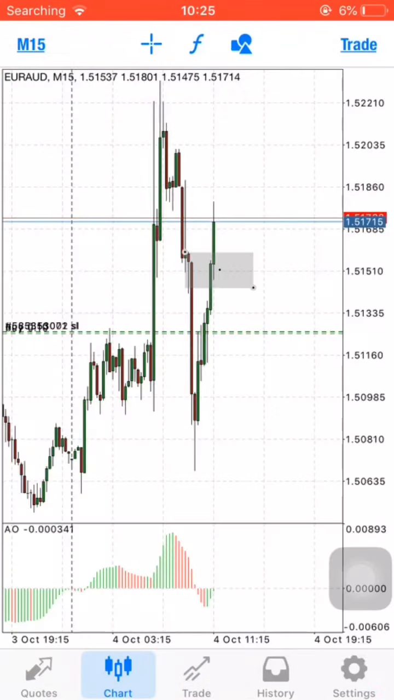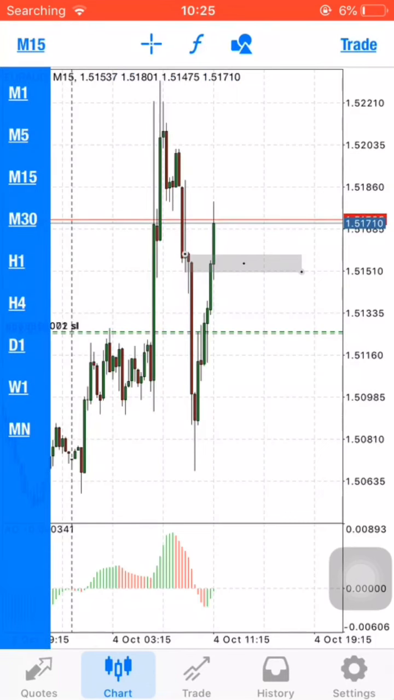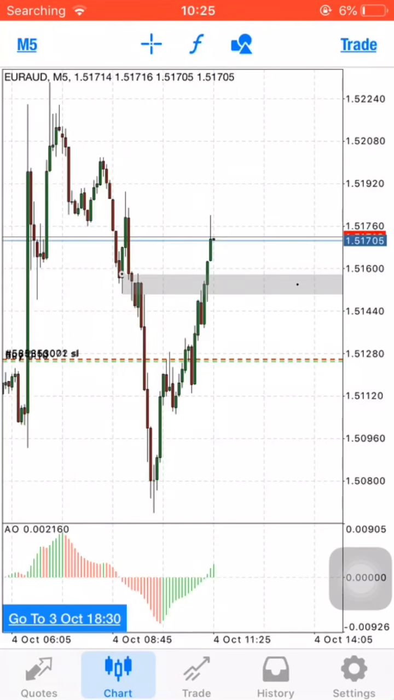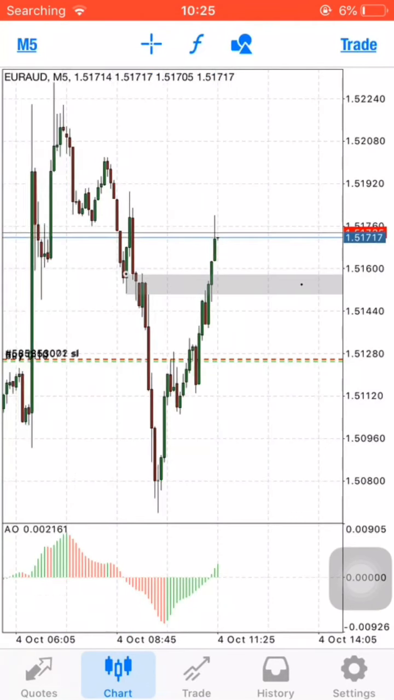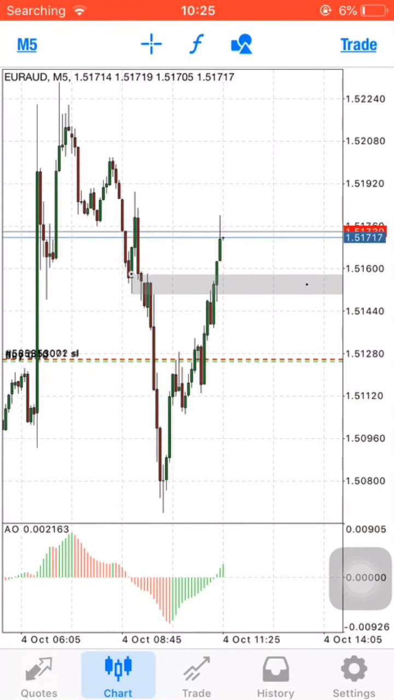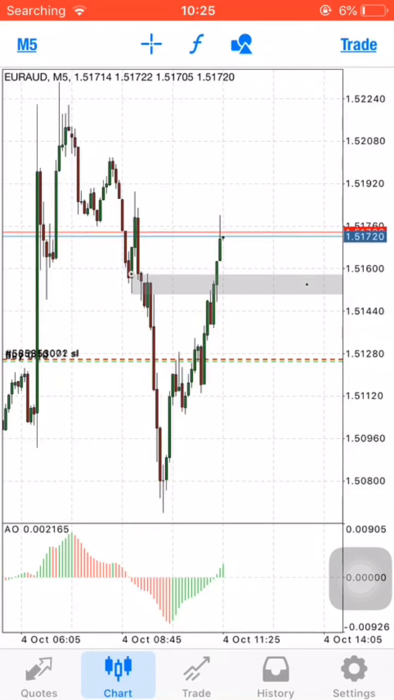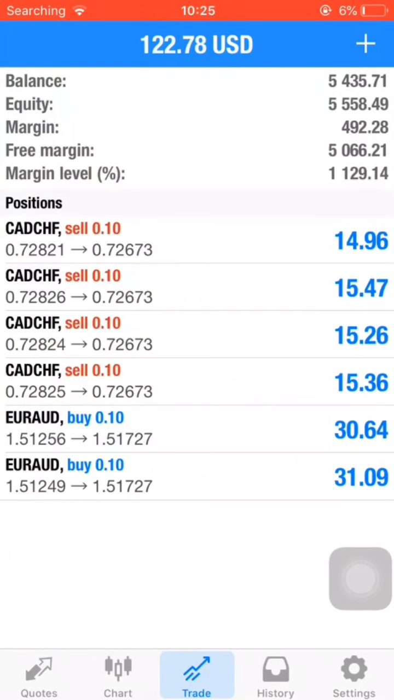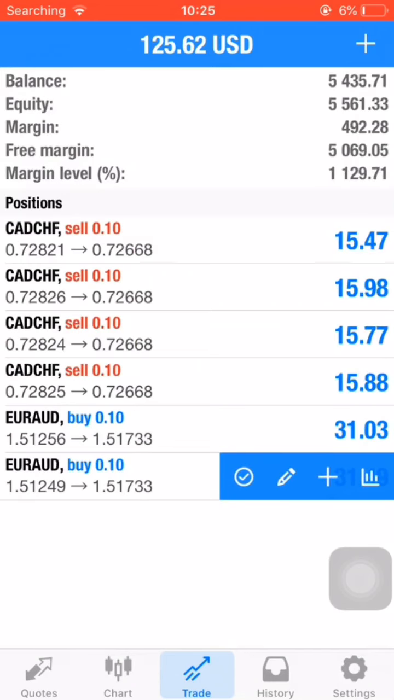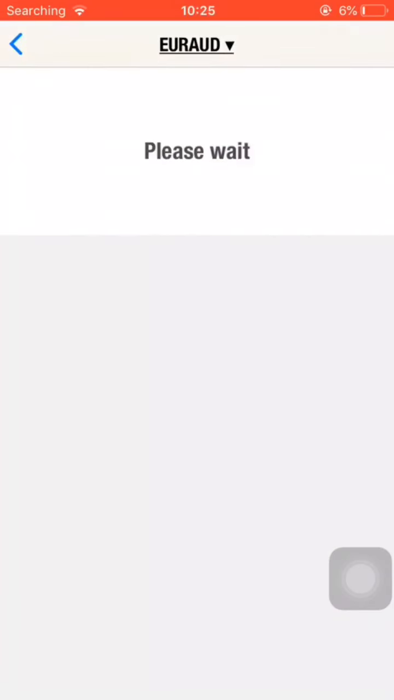Beautiful things, guys. As you can see, we have just gone beyond our TP zone, which was marked here on a 5-minute time frame, if I'm not mistaken. So you can see we marked our TP zone here, but we have just gone above it, and our take profit is massive, guys. Those are the 2 positions here on the Euro AUD, which are up 30 USD, and I'm going to close this profit, guys.